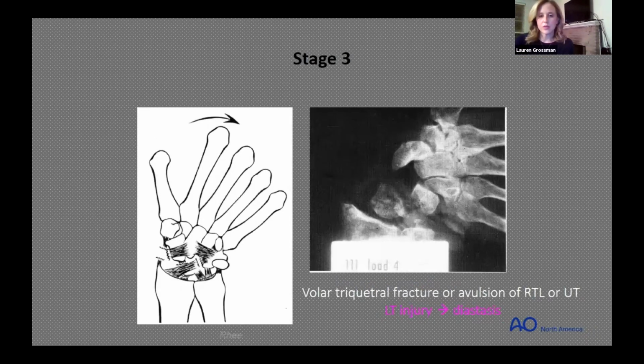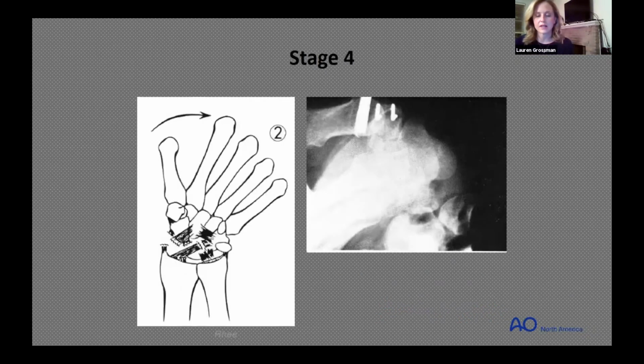And here's stage 3, where you can have an LT injury. Here there's a fracture of the triquetrum. And you can see pretty much the whole carpus is not attached to the lunate and the radius. And then here we finally have stage 4, where your lunate is dislocated volarly.